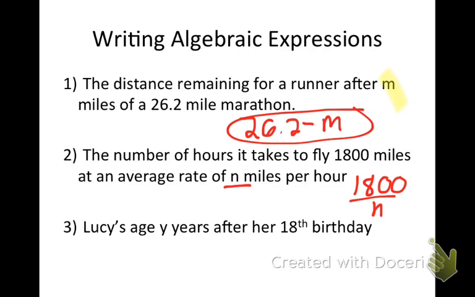Next one. Lucy's age y years after her 18th birthday. Kyle, let's say it's 5 years after her 18th birthday. How old is she? She's 23, right? Makes sense. Okay. Now she's y years after her 18th birthday. How old is she? 18 plus y. Nice job, sir. Again, when you're doing these problems, throw a number in there.